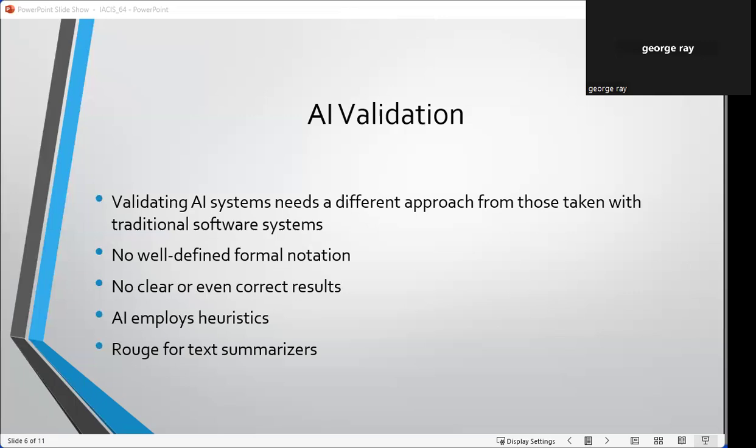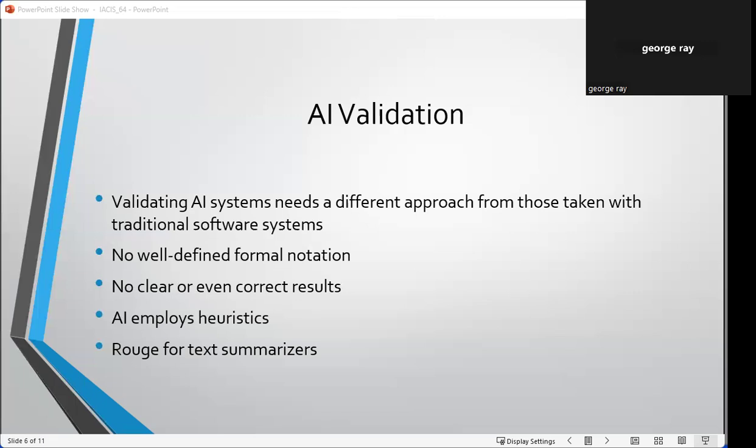Validation is difficult in AI. Who is to say that one particular summary is correct, as even different people will produce different summaries? For text summarization algorithms, an automated tool for evaluating them that addresses these issues is available.